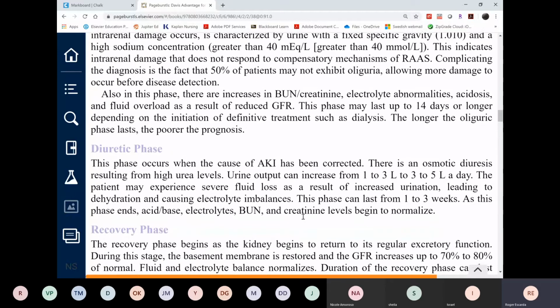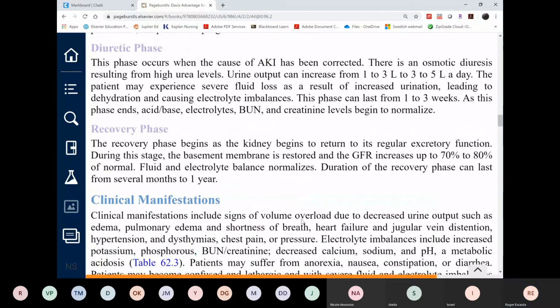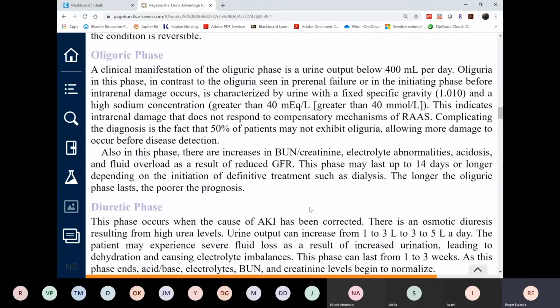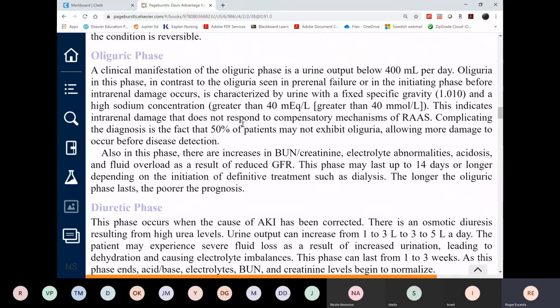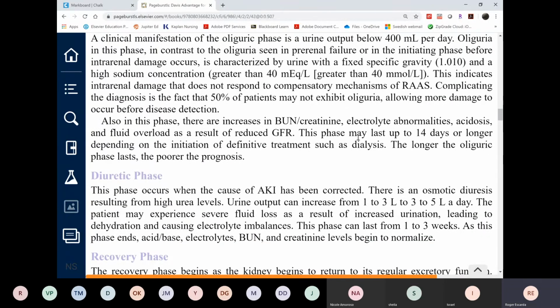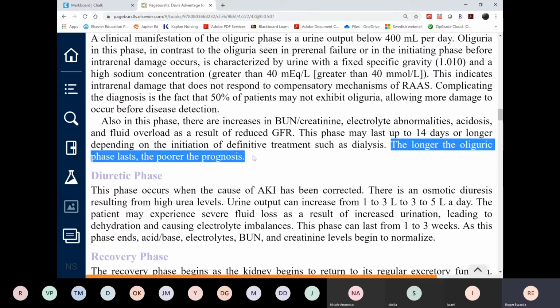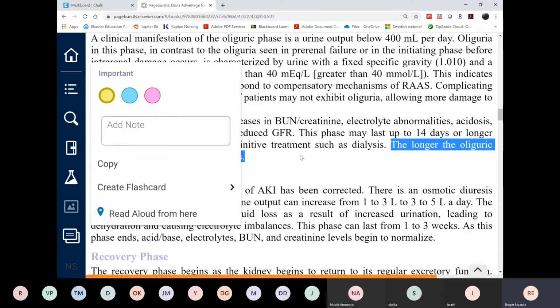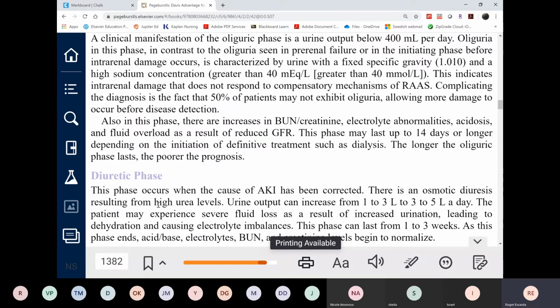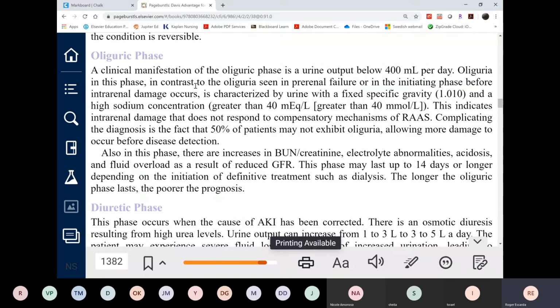Now let's go, if they survive the oliguric phase and then enter the diuretic phase, which again we don't know exactly when. It depends on how soon the patient received intervention, and also on how long they sustain the oliguric phase. So the longer they stay in that phase, the poorer the prognosis. So they tend not to enter the diuretic phase.